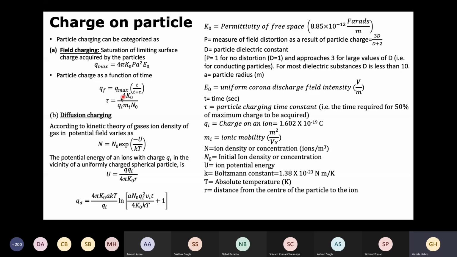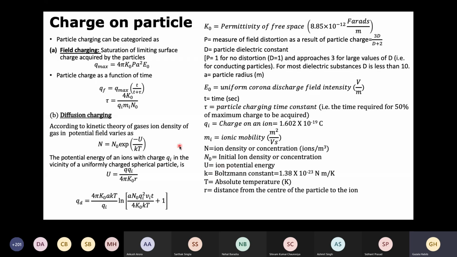Tau can be given by 4 K0 upon Qi into Mi into N0, where Qi and K0 we have already learned. Qi is the charge on an ion, which is 1.602 into 10 raised to minus 19 coulomb. Mi is the ionic mobility in meter square per volt per second. N0 is the initial ion density or concentration, and N is the ion density or concentration at any given time.